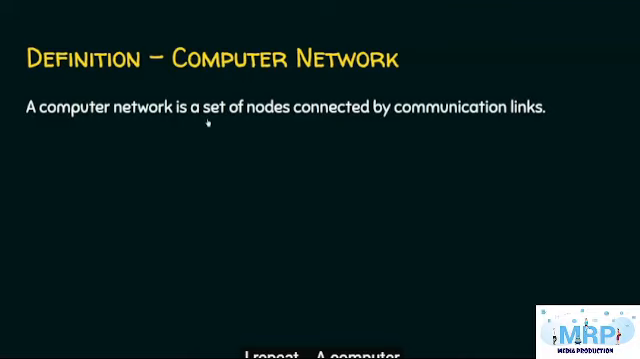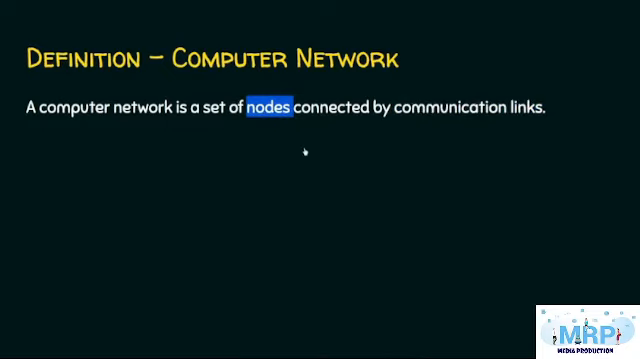A computer network is a set of nodes connected by communication links. I repeat, a computer network is a set of nodes connected by communication links. To understand this definition, I shall highlight the important words. They are the keywords of this definition. The keywords are nodes and communication links.